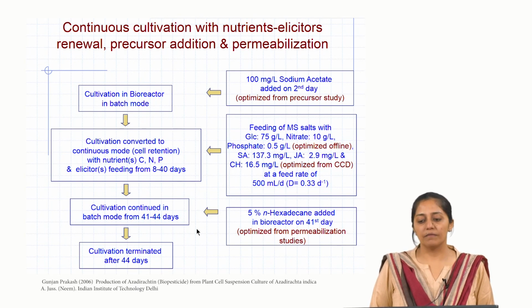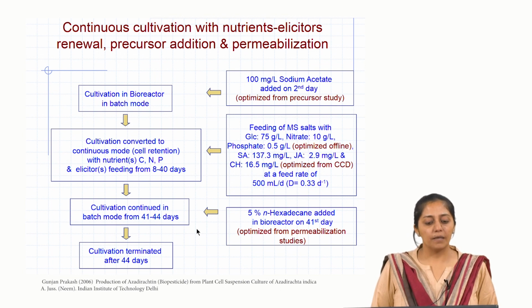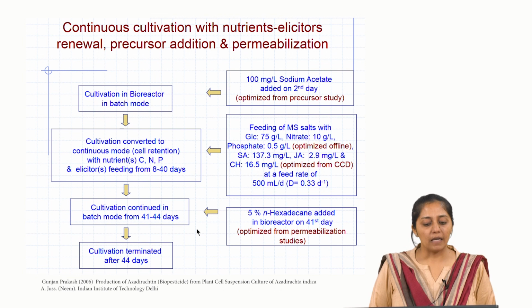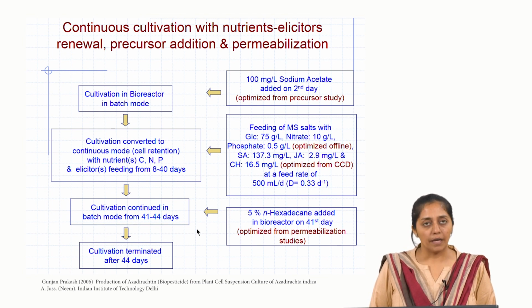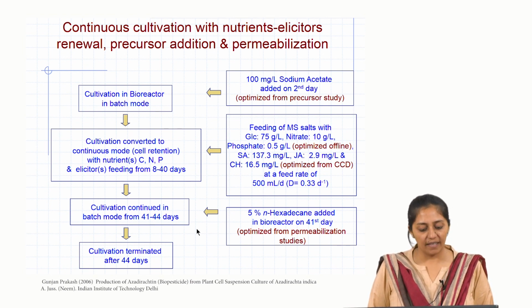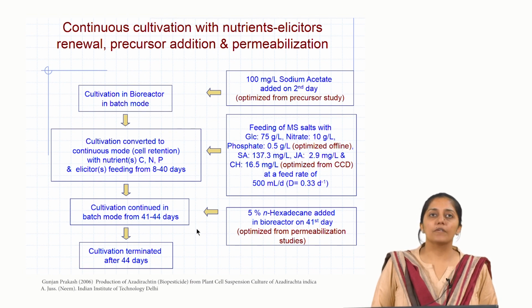Then continuous cultivation with nutrient addition, elicitor addition, precursor addition and permeabilization was all done together to see an integrated effect. The cells were grown in the bioreactor in batch mode, then the cultivation was converted to continuous mode with cell retention, with nutrient addition of carbon, nitrogen and phosphate source with elicitor feeding from the 8th till the 40th day, and the cultivation was continued thereafter in batch mode till 44 days before the harvest of the biomass was done for azadirachtin analysis.